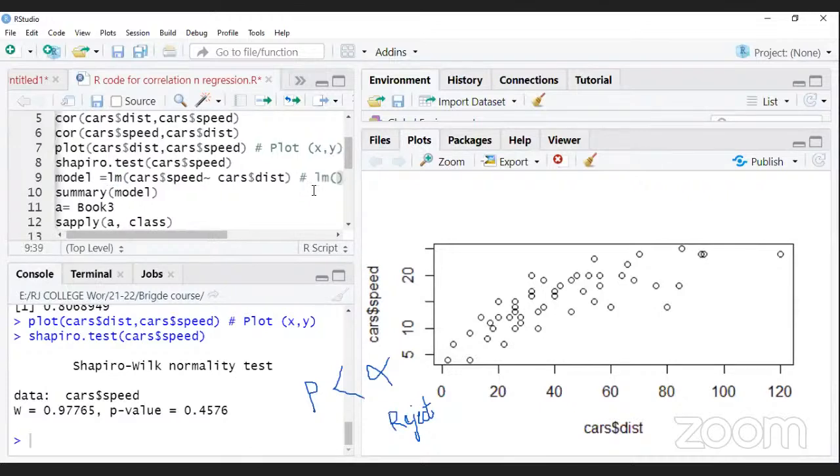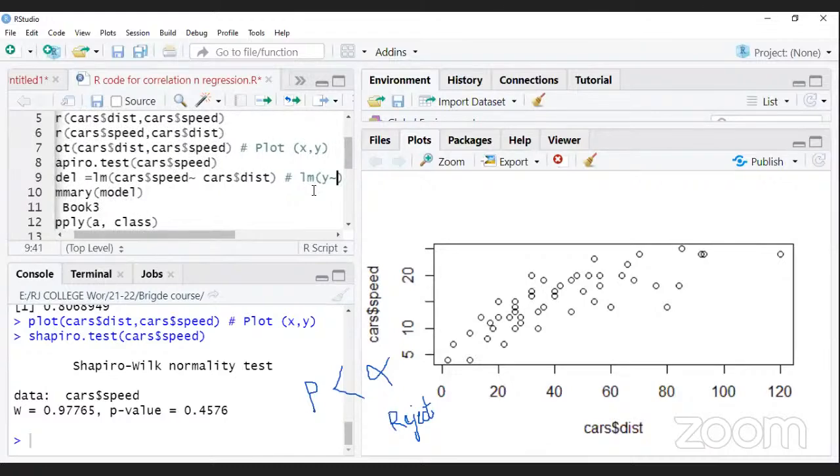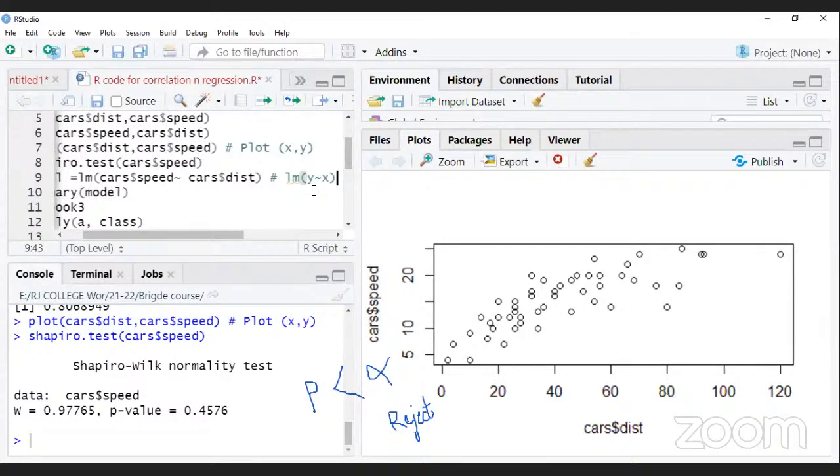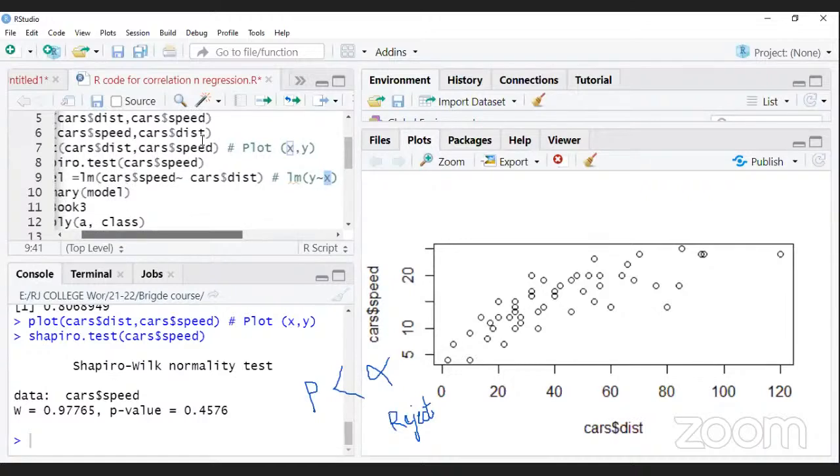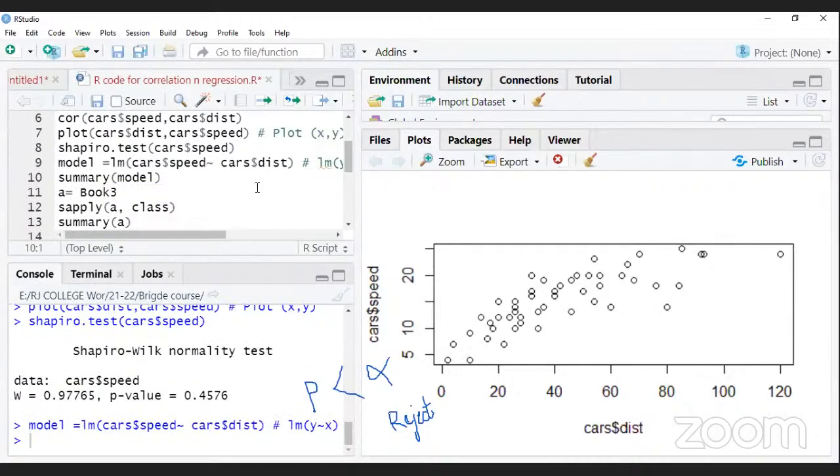In the bracket, y is your dependent variable, then the tilde sign, then x, which is your independent variable. Remember, this is the model you must always understand: first your dependent variable, then your independent variable, like y equals a plus bx. So just execute this. No error has occurred, which means everything is all right.